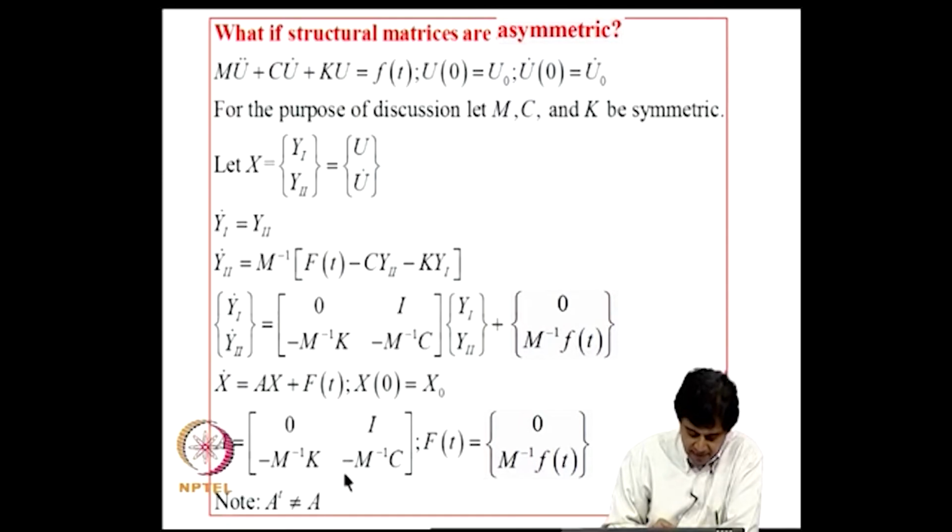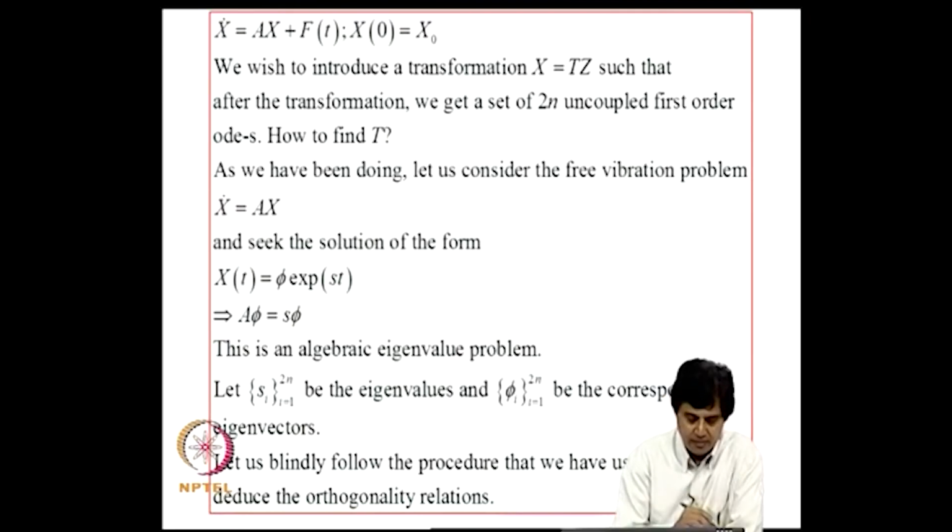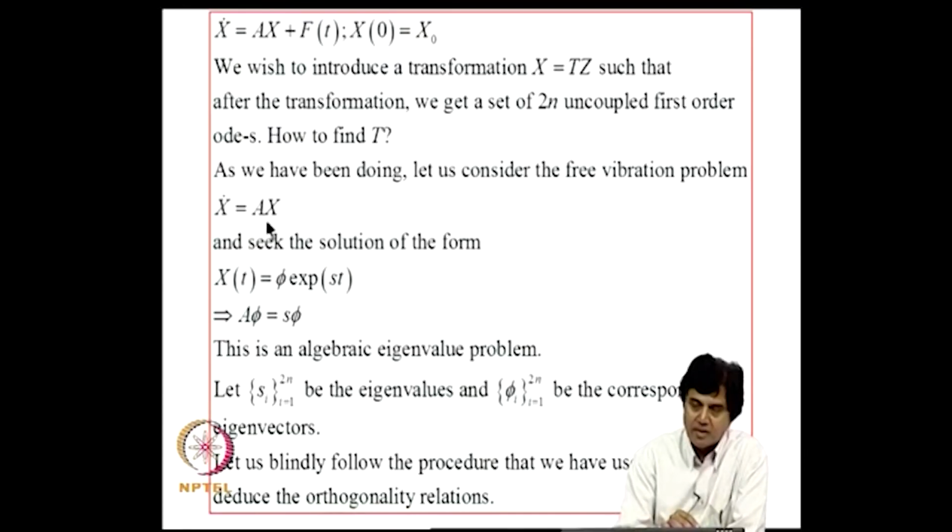So now the question we are asking is how can we uncouple the equation of motion if one encounters this type of equations. Now let us start with the usual approach. We wish to introduce a transformation x equal to T z such that after transformation we get a set of 2n uncoupled first order equations. Now the question is how to find capital T. So as we have been doing till now, suppose we start with the free vibration problem x dot equal to Ax and seek the solution in the form phi e raised to st. This is fine because this is a set of linear differential equations with constant coefficients. So exponentials are always solutions. So for some value of s this could be a solution.